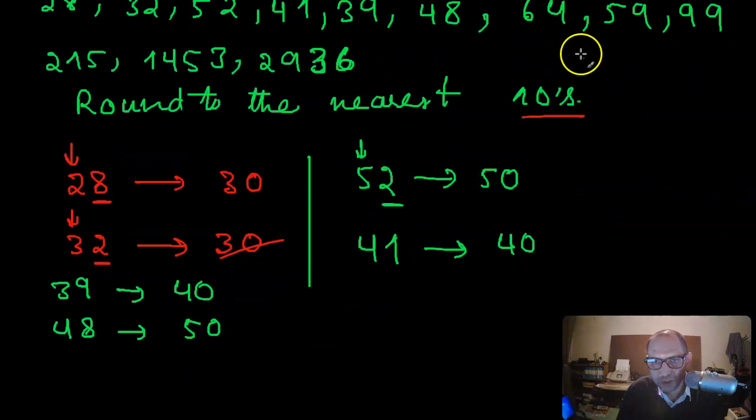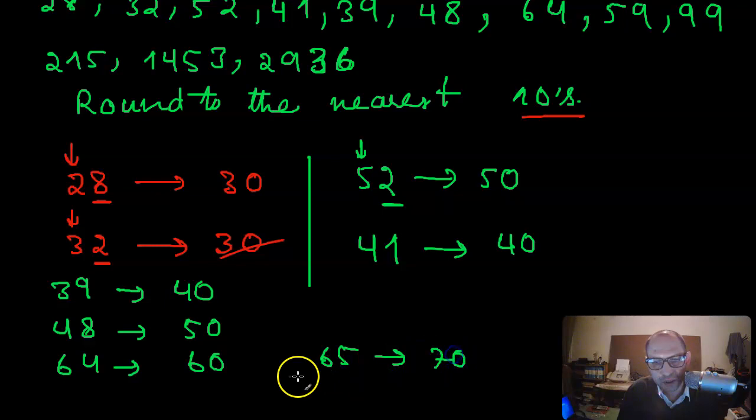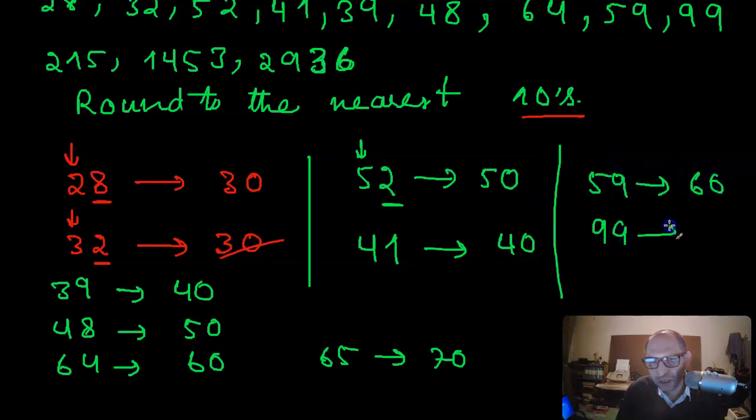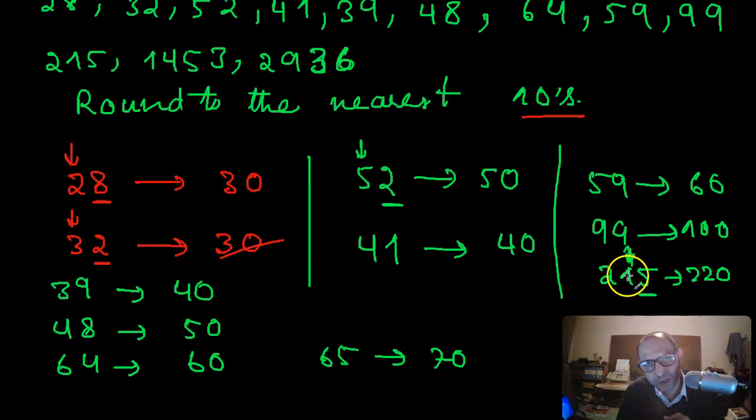A 64 is rounded down to a 60, right? If it was a 65, it would be rounded up to a 70. But 64 is 60. A 59, for example, is rounded up to a 60. A 99 is rounded up to 100. A 215, you want to round to the tens place value, and you have a 5 here, so it's rounded up to 220, right? Because there is a 5 over here, I have to round up, meaning that the 1 becomes 1 plus 1, which is a 2. So 2, 2, and then the 5 is substituted with the 0, it becomes 220.